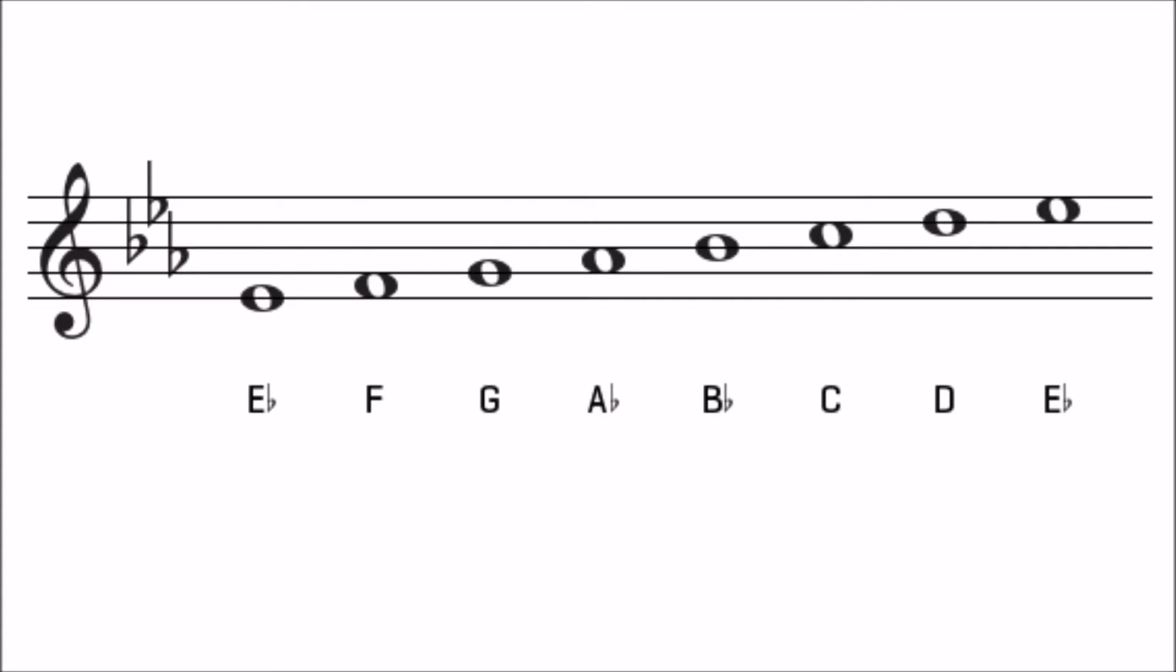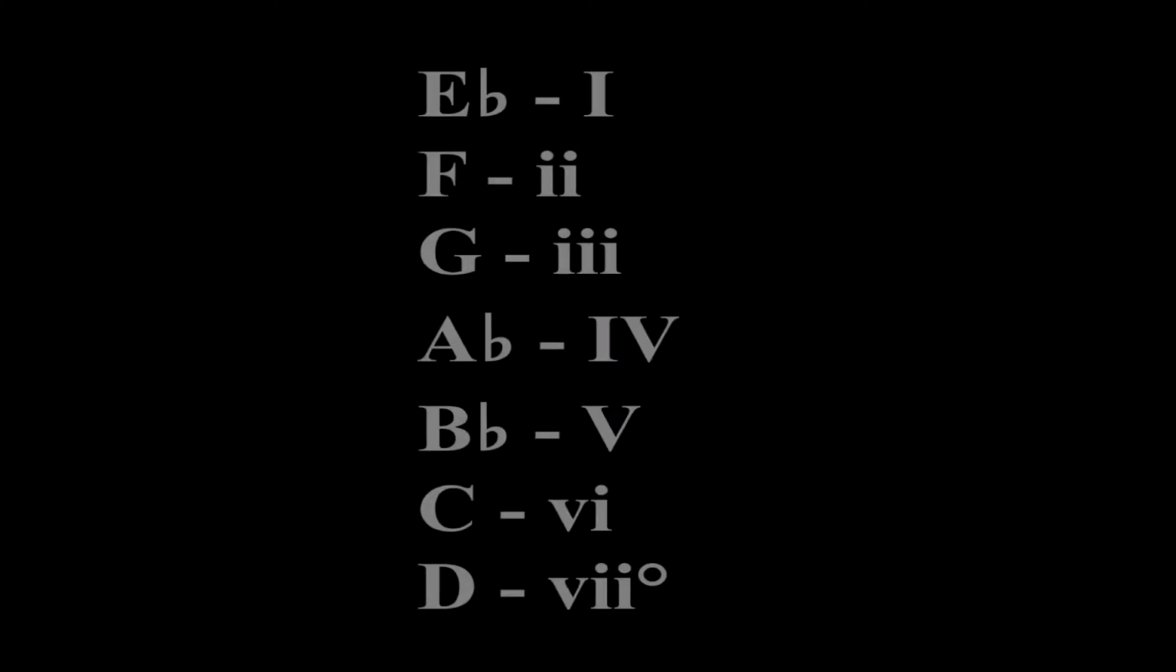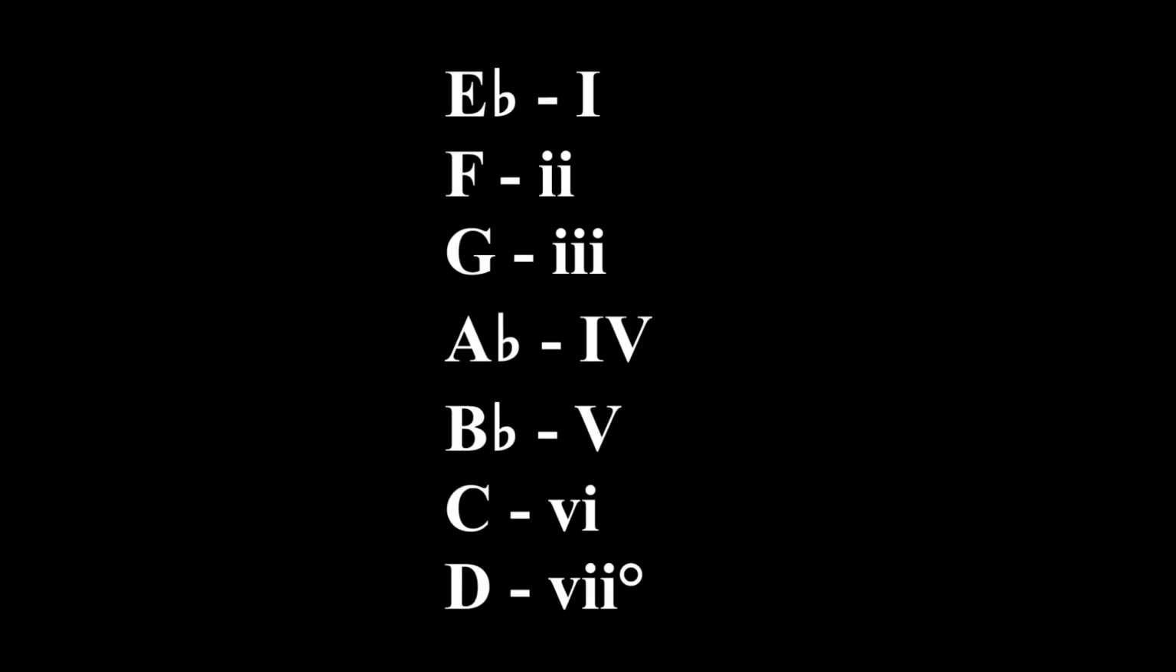Each chord in the key of E flat major is based on one of these notes. Roman numerals indicate each chord's position relative to the major scale. Chord 1 is based on the note E flat. Chord 2 is based on the note F. Chord 3 is based on the note G. Chord 4 is based on the note A flat. Chord 5 is based on the note B flat. Chord 6 is based on the note C. And chord 7 is based on the note D.